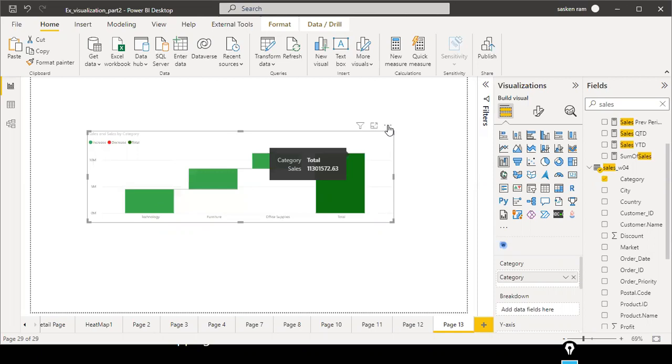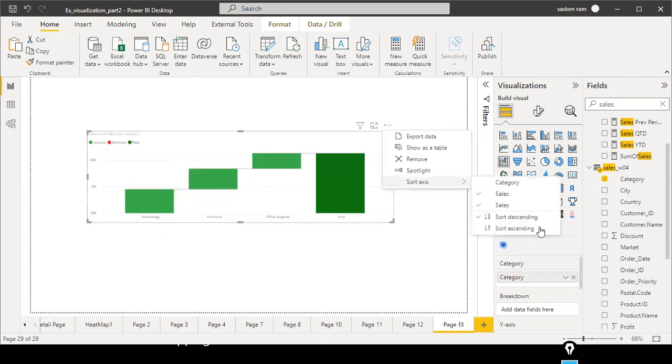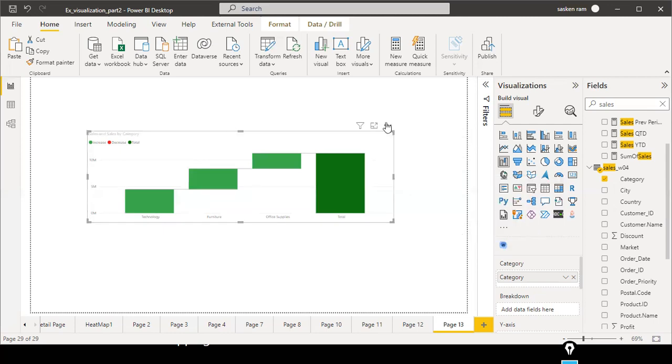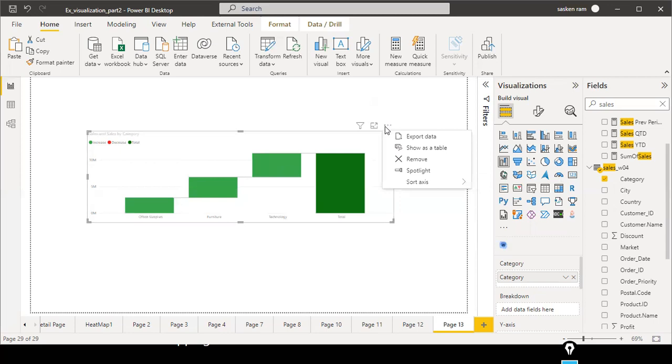So let me do one thing. I'll sort the axis by ascending order. Yeah, so ascending order gives me the correct thing, right? If you don't use the proper sort order, you'll get confused.